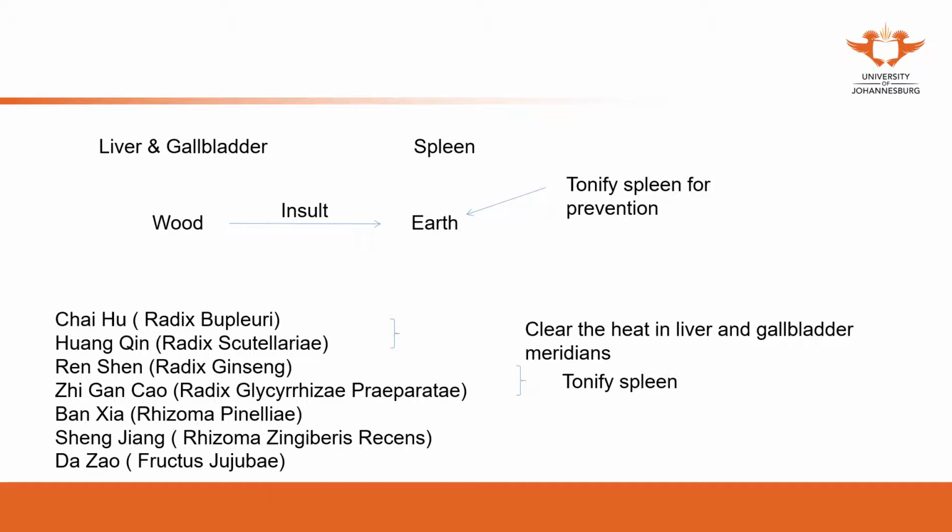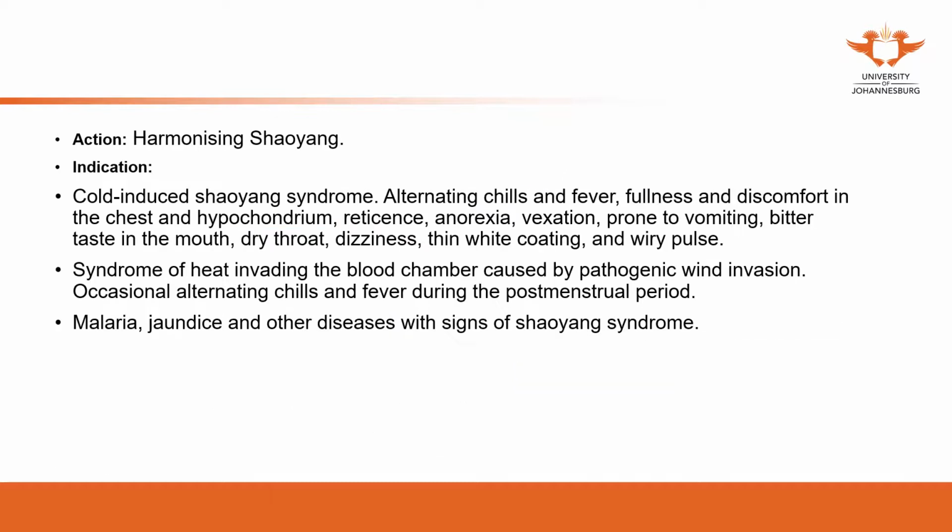From these examples, we understand that although we study the formula as a group of materia medica, we actually can remove some herbs, or we can add some herbs according to your specific requirements. These are the examples from 伤寒杂病论. So the main function of 小柴胡汤 is to harmonize the 少阳.